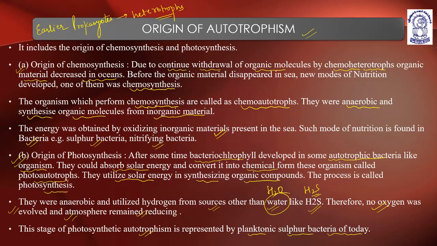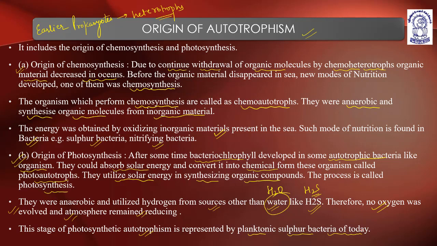Okay, so is it clear? The main things you have to remember: first, the earlier prokaryotes were heterotrophs, then they became chemoautotrophs. These chemoautotrophs break chemical compounds and form complex compounds. They basically form organic compounds from inorganic materials. They were anaerobic. Example: sulfur bacteria and nitrifying bacteria.